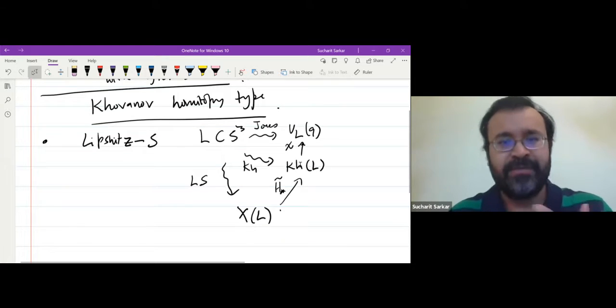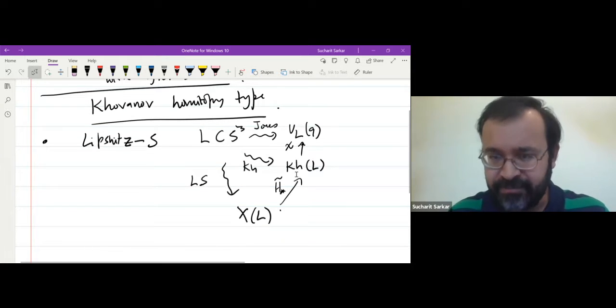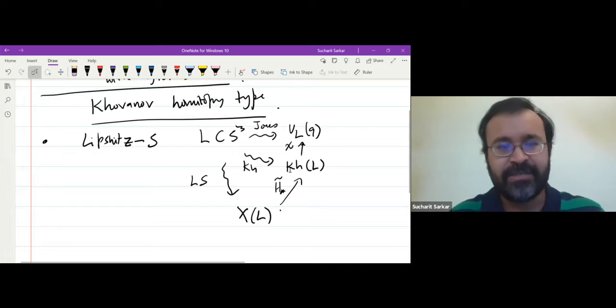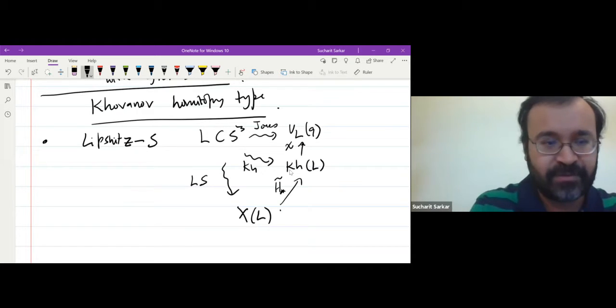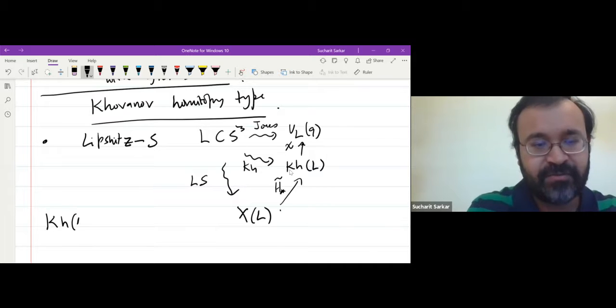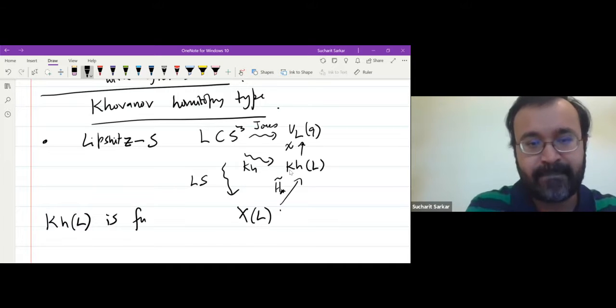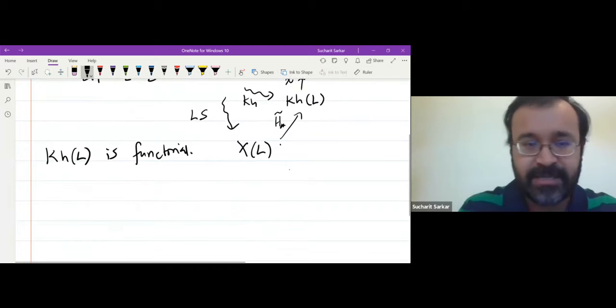But it still is a polynomial. So lifting it to a homology group is actually the main thing, because it actually becomes functorial. So Khovanov homology is functorial. So what do I mean by that?